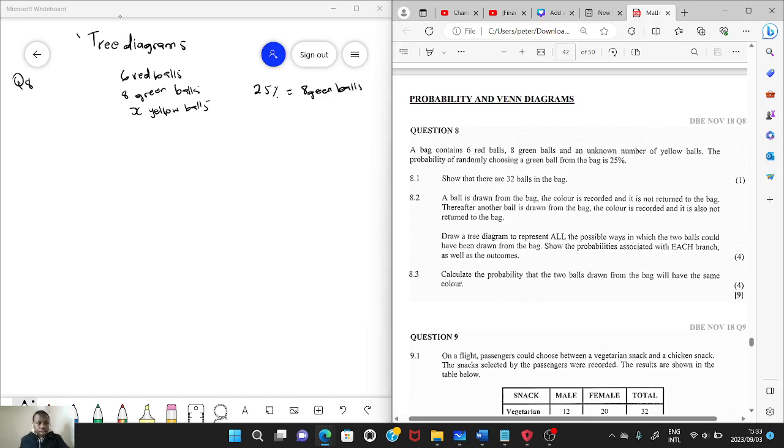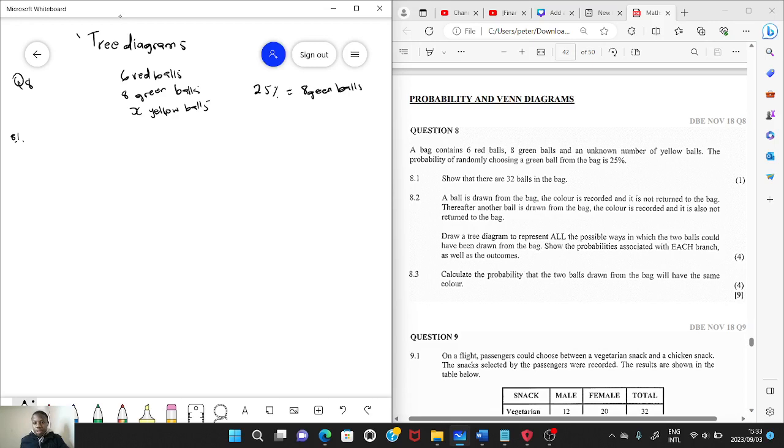So we are asked, okay, here's 8.1. In this case, we are asked to show that there are 32 balls in the bag. They never asked anything about the yellow balls, but they asked about the total number of the balls. Now in this case, we have to show that there are 32 balls in the bag.